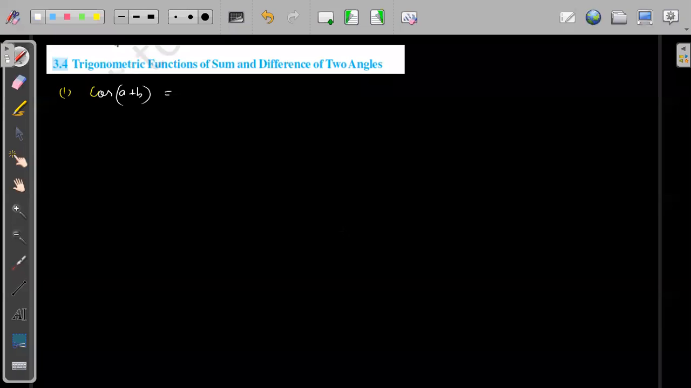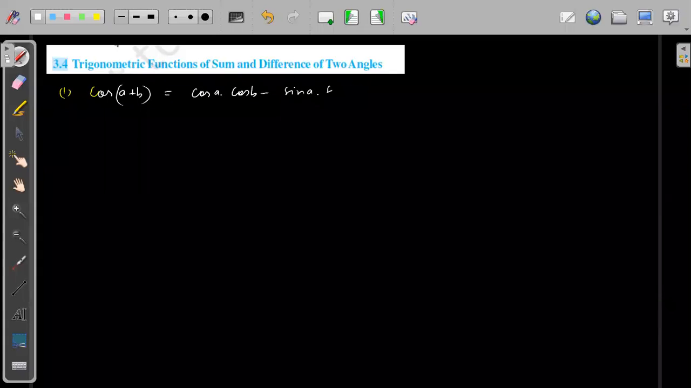Now take out a pen and copy. I will write, you write in your copies with a pen. So this is cos A cos B minus sin A sin B. Next, second is cos of A minus B. What is cos of A minus B? Cos A cos B plus sin A sin B, right?